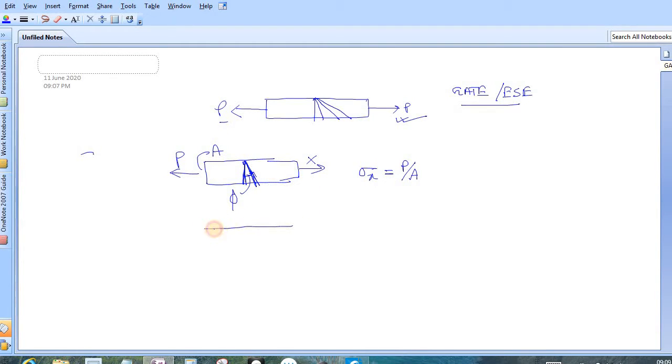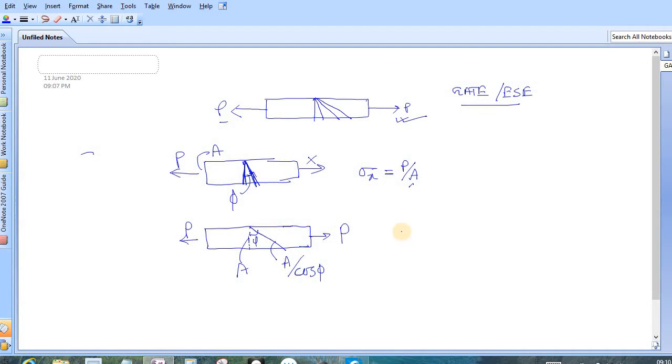Okay, simply again draw this for clarity. So this was your previous plane, now this is your current plane. Your applied load is acting like this, and this is phi. This area was A. So what is the new area? Simply A by cos phi, simple geometry. And your load is here, P. So the new stress, let's say S, is load by area A dash, and the new area is A by cos phi. Clear? So your new stress is P by A into cos phi, and P by A is your sigma x, this one. So S is your sigma x into cos phi.